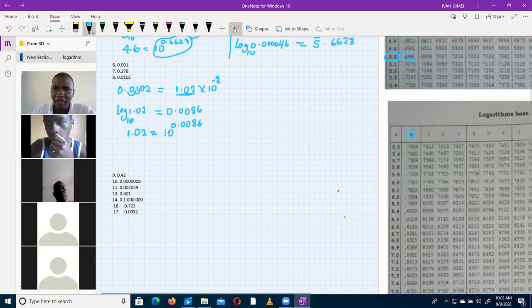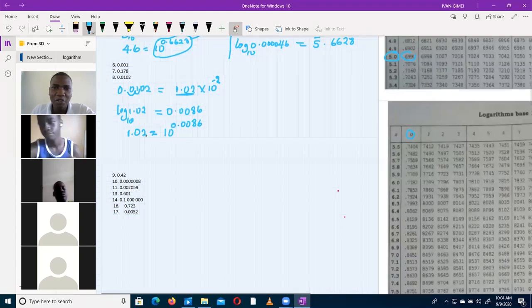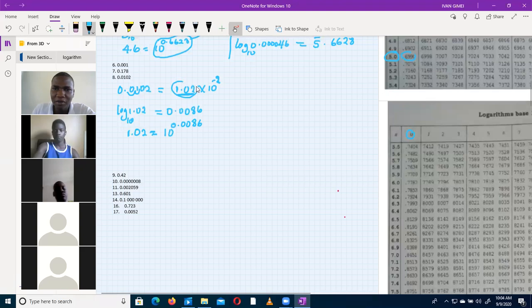So from here, we have the equivalence of 1.02. Where there is 1.02, we substitute it here. So we shall have 0.0102 being equivalent to 10 to the power 0.0086 times 10 power negative 2.